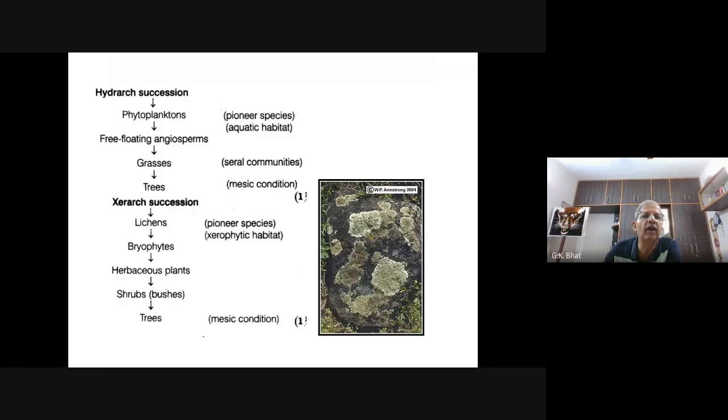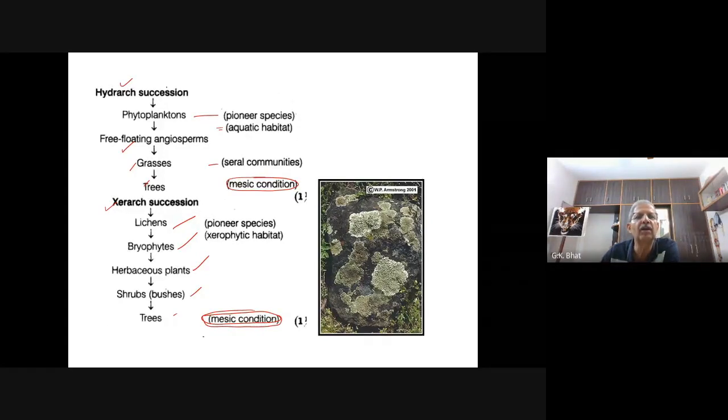So whether it is hydrarch succession or xerarch succession, you can see that in hydrarch succession, phytoplankton is followed by free-floating angiosperms, followed by grasses, followed by trees. So the pioneer species, phytoplankton, is in an aquatic habitat, and it leads from watery condition to moderate condition, mesic condition. Now, if it is xeric condition, lichens come first, followed by bryophytes, herbaceous plants, shrubs, and trees. Again, it leads to moderate condition. With trees, some water will be there, mesic condition.